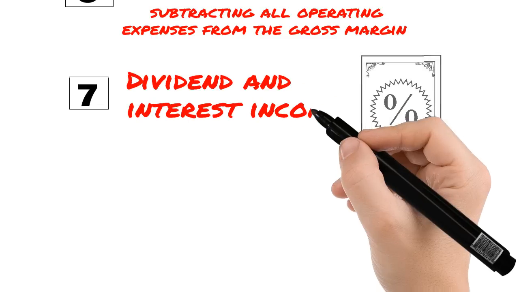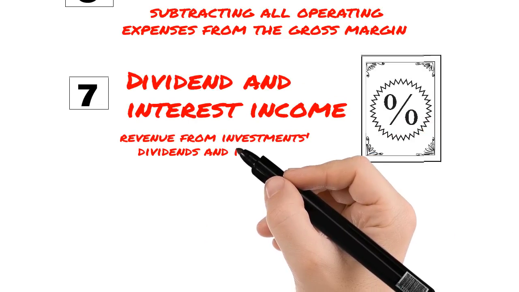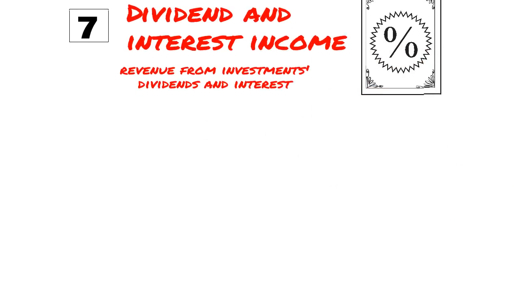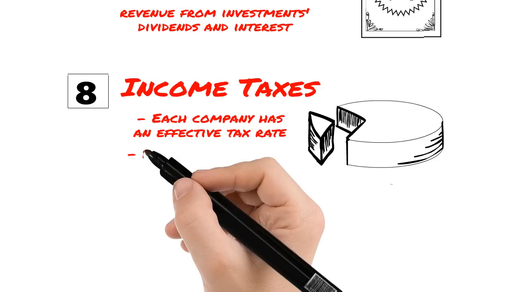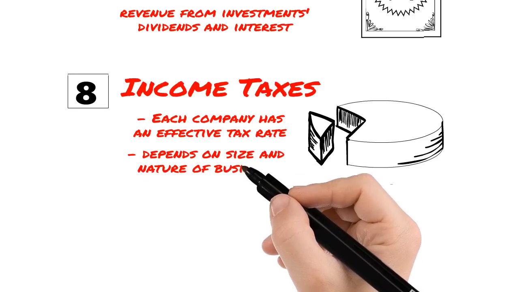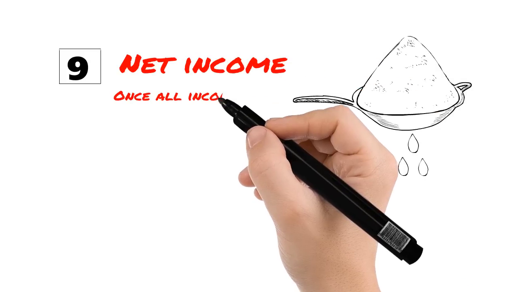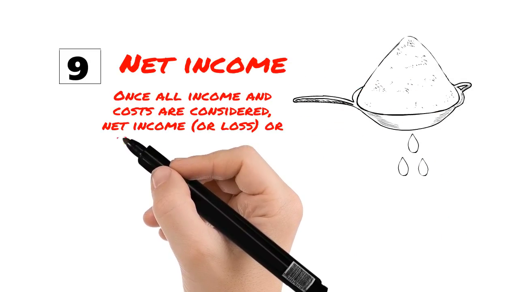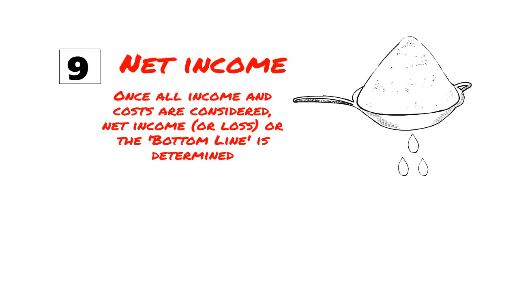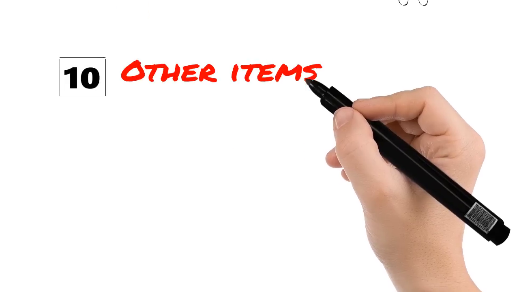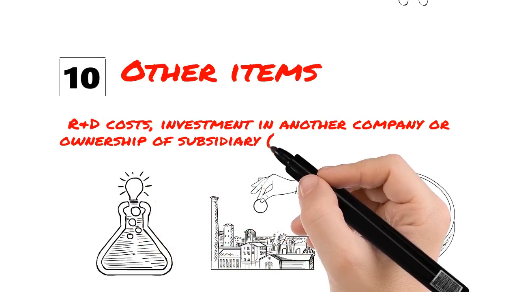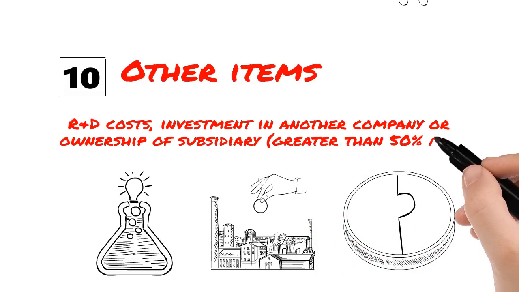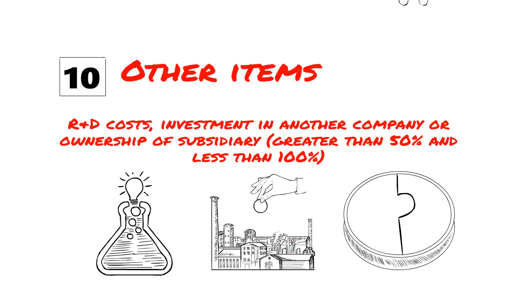Dividend and interest income is the revenue from investments, dividends and interest. Income taxes: each company has an effective tax rate. It depends on the size and nature of the business the company is doing. Net income: once all income and costs are considered, net income or loss, the bottom line, is determined. Other items like R&D costs, investment in another company or ownership of a subsidiary greater than 50% and less than 100% may also appear in the income statement.